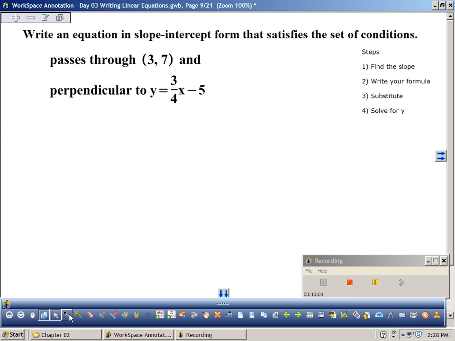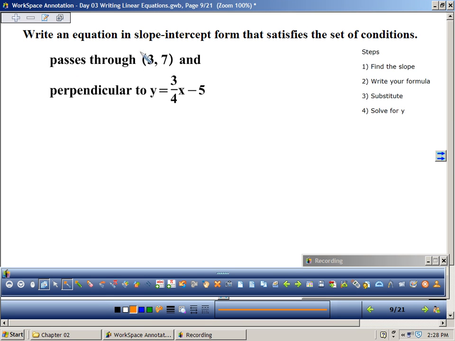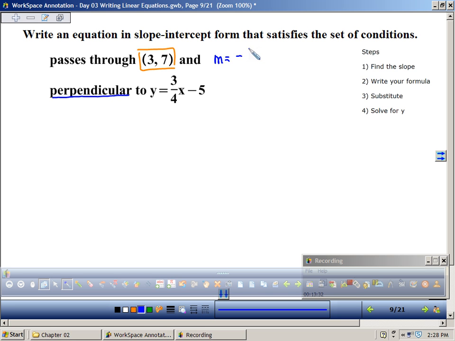Okay, so write an equation in slope-intercept form that satisfies the set of conditions. Passes through (3, 7), there's our point. They only gave us one. And perpendicular to y equals 3/4 x minus 5. What do we know about perpendicular lines? The opposite reciprocal is going to be our slope. So our slope is not going to be 3/4, but negative 4/3.